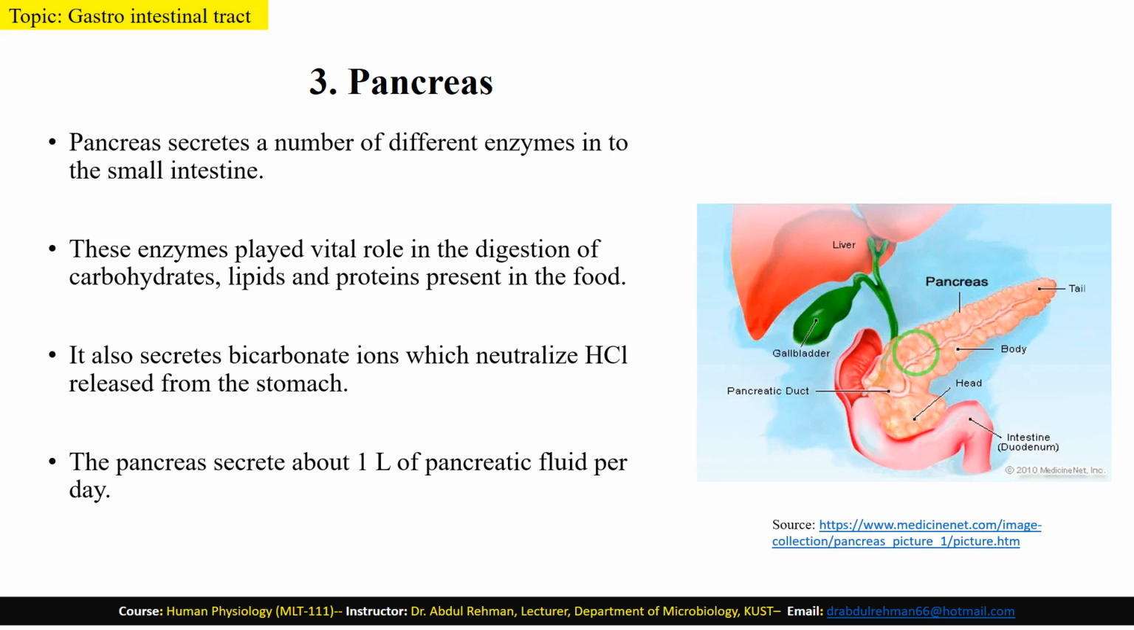Here you can see the pancreas. It has a long tail-like portion, the intermediate portion is called the body, and at the start there is a region called the head. There is a duct called the pancreatic duct, and through this duct, pancreatic juices are released into the small intestine. So the pancreas, liver, and gallbladder, all these three organs are in association with each other.